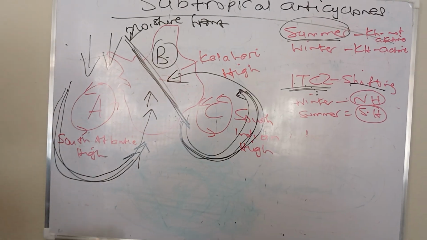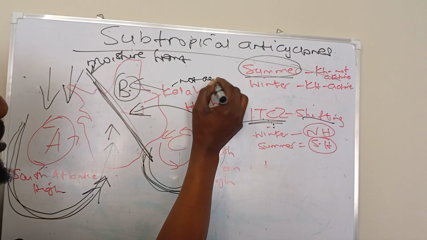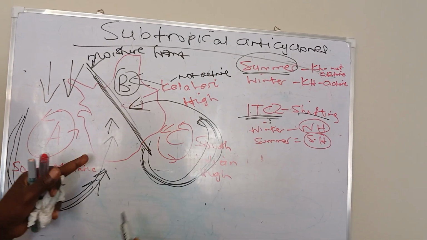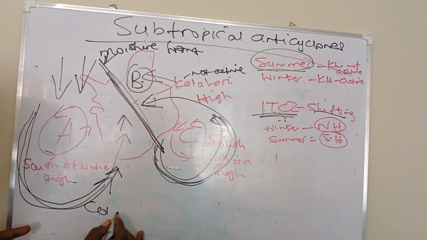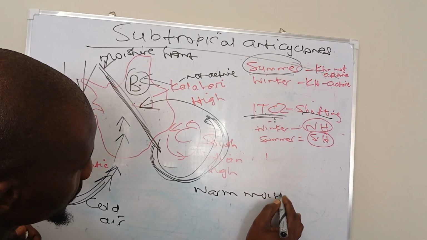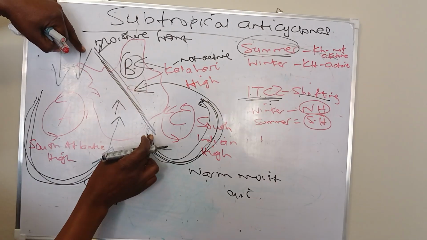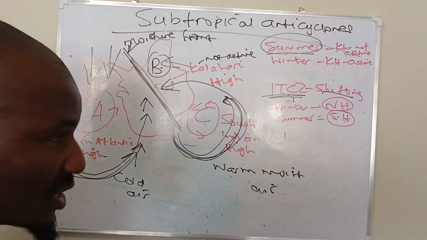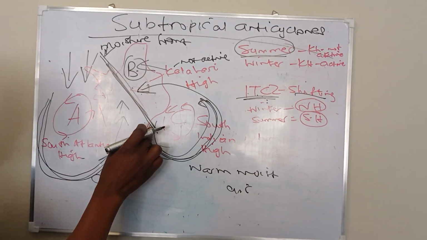Now in summer, because our Kalahari is not active, the warm air and the cold air meet in the interior, separated by a moisture front. This is cold air. This is warm, moist air that is coming from the South Indian high. They are separated by a front. Remember, these two air masses have different characteristics in terms of their moisture content and their temperature.